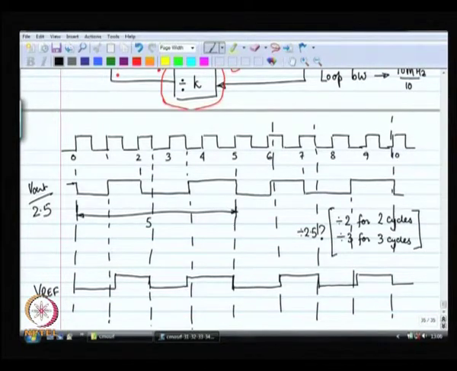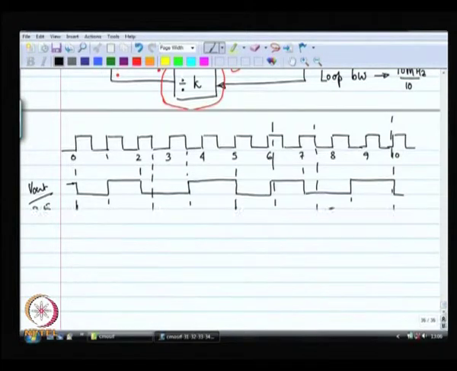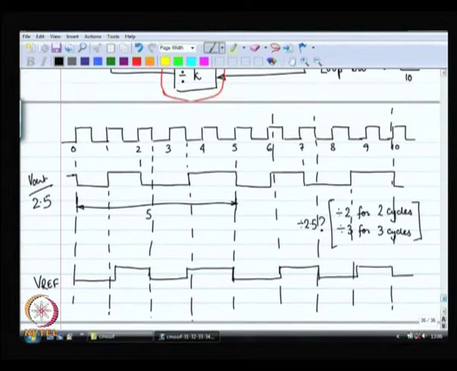Okay. Now, if this is the reference, then let us examine what our phase detector is going to do. We are going to use the same phase detector, right. Now, the output of the phase detector is going to do the following. First, the edge of V out by 2.5 comes. So, it is going to give you a down pulse. Then the edge of V ref comes, things are going to stabilize. So, this is for a quarter of a second.